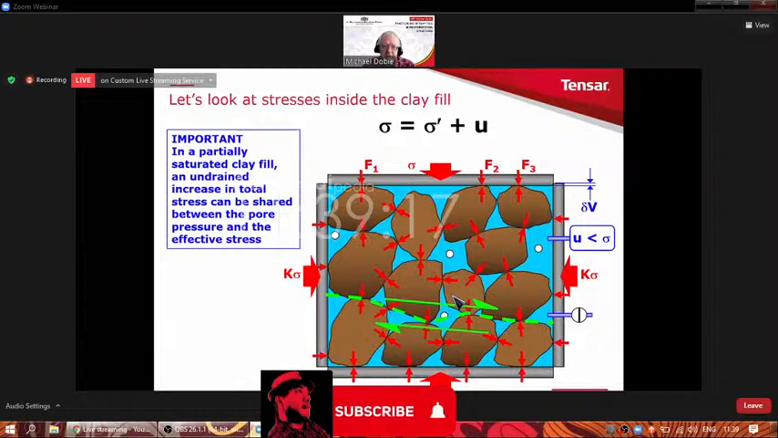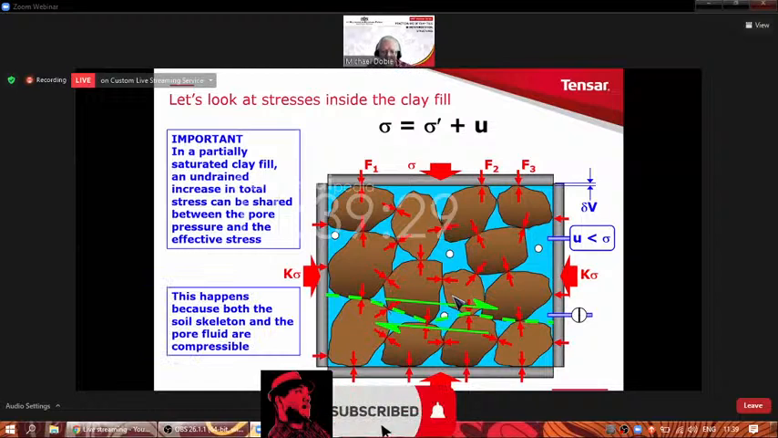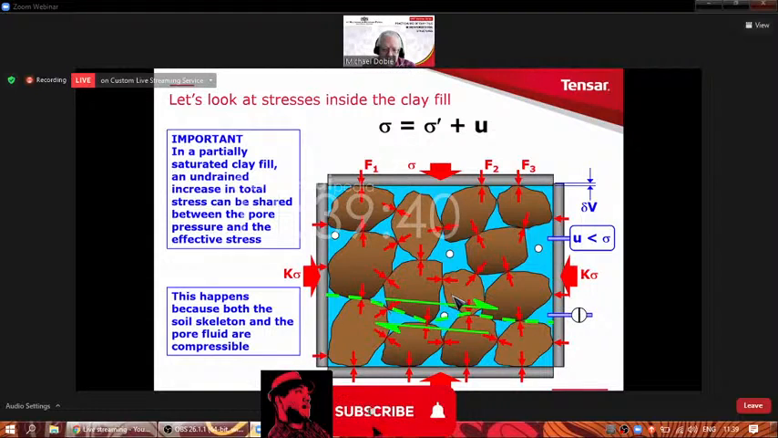So an important conclusion from this is that in partially saturated clay fill, an undrained increase in total stress can be shared between the pore pressure and the effective stress. And this, to say it one more time, happens because both the soil skeleton and the pore fluid are compressible. And this is an important difference compared to saturated soils.